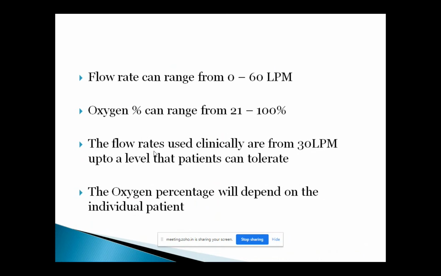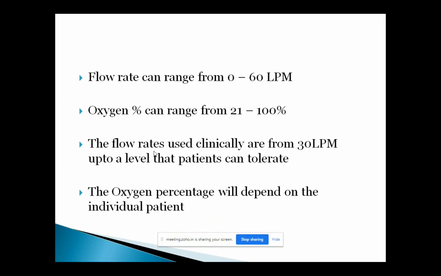The flow rates used clinically are from 30 liters up to the level that the patient can tolerate. In patients who are very, very unwell, we have gone up to 60 liters flow. You will be asking, hang on a minute, is it possible for a patient to tolerate 60 liters of flow through the nasal cannula? Yes, it is. It is possible, and without any problem, purely because of heated humidification.